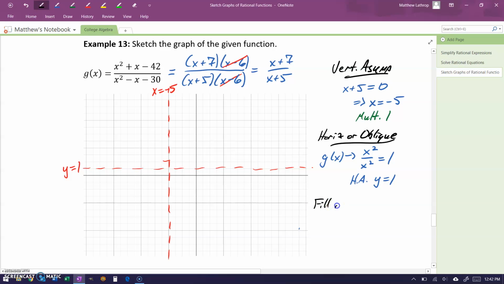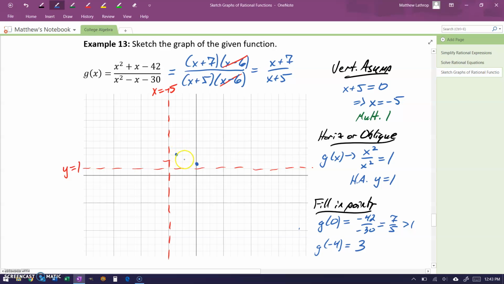From there, what we can do is look at filling in points. Our function is defined at 0, so we can plug in g of 0, which in this case would give us negative 42 over negative 30, or 7/5. Since we're sketching, really all that's important is to recognize that 7/5 is larger than 1. So our first point would be at x equals 0, and then y just slightly above our horizontal asymptote. We could also evaluate g of negative 4, a point close to our vertical asymptote, which would give us 3. So these 2 points start to define for us the shape of our curve.